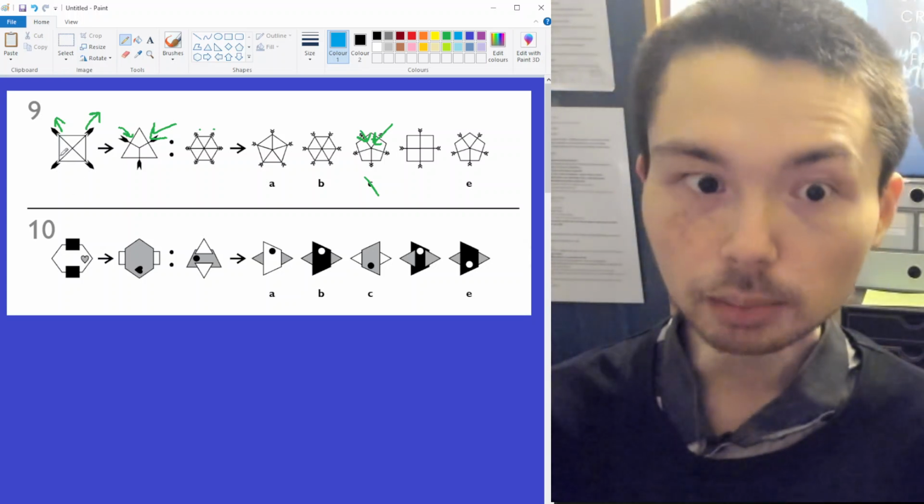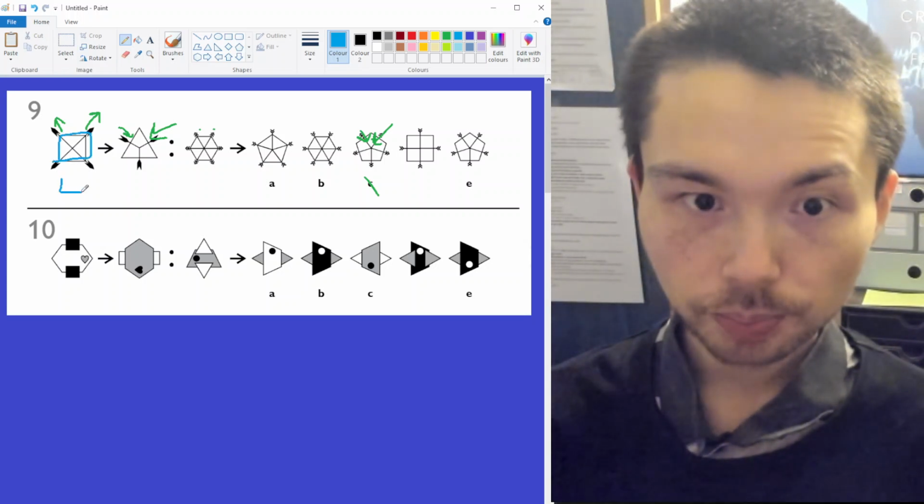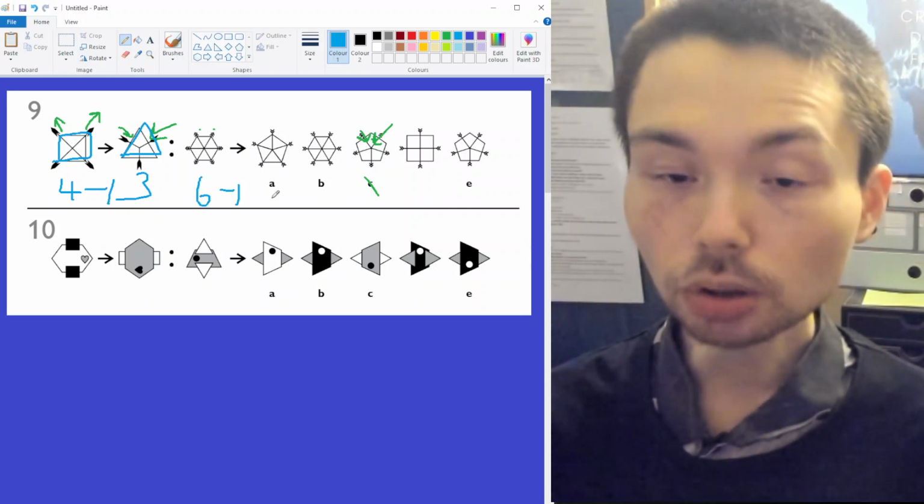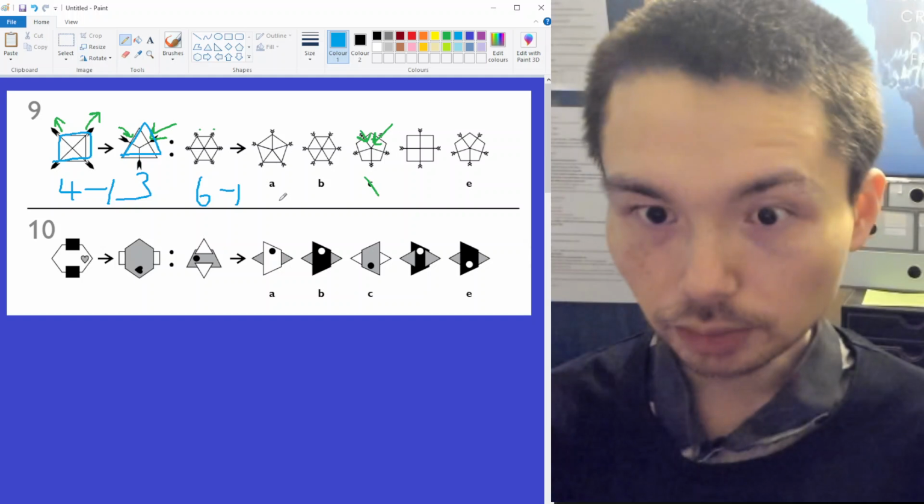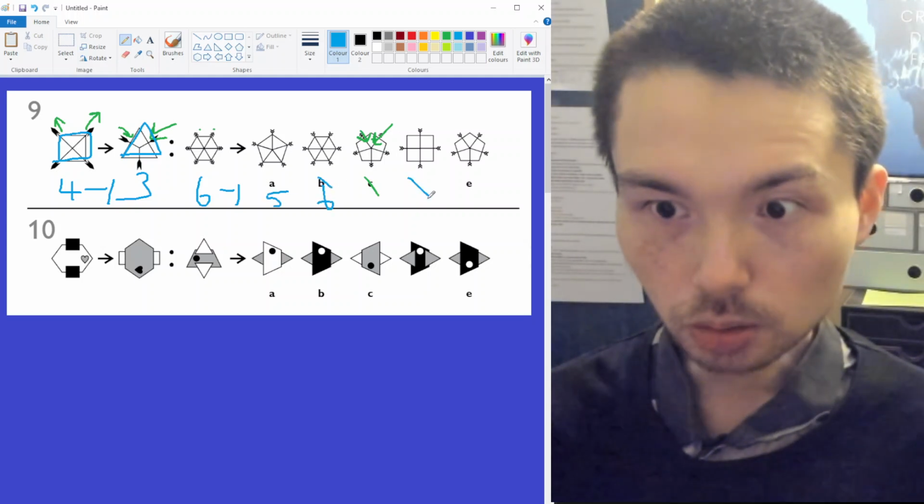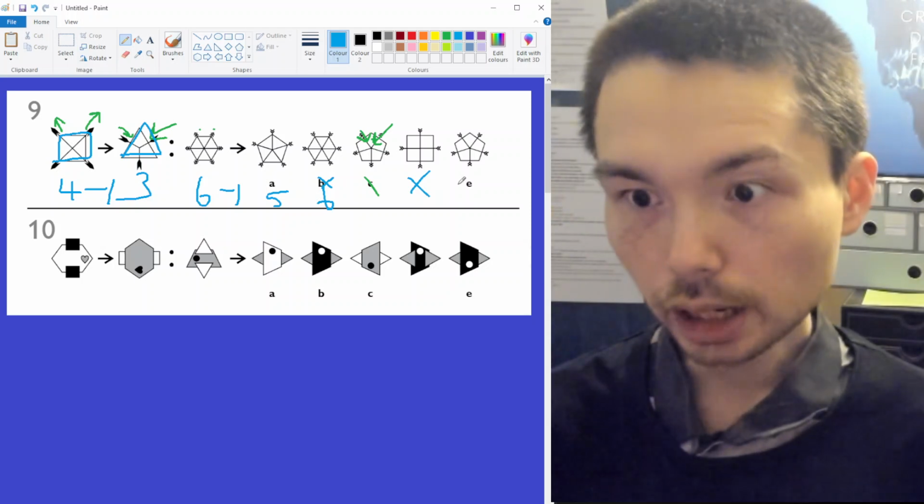Count the size of the shape. That stands out to me. 4. 3. You are going down 1. Count the sides. That is just your normal hexagon. 6. It's got to be 6 minus 1 equals 5. A 5-sided shape. Yes. No. No. The answer is A or E.